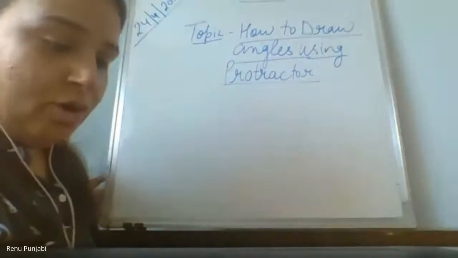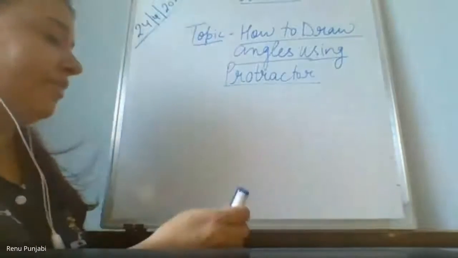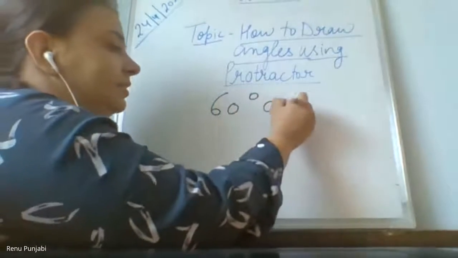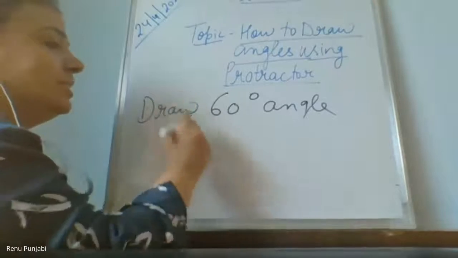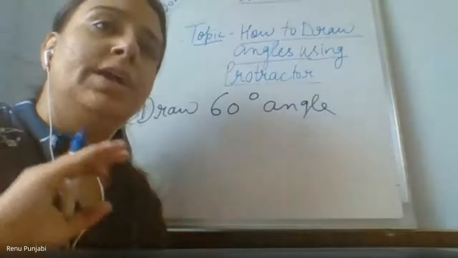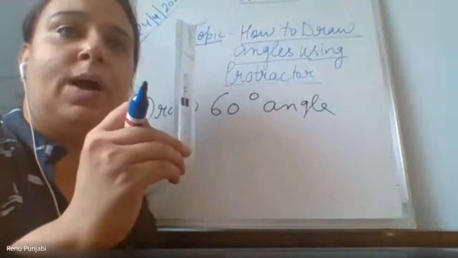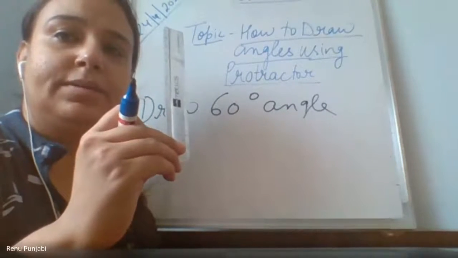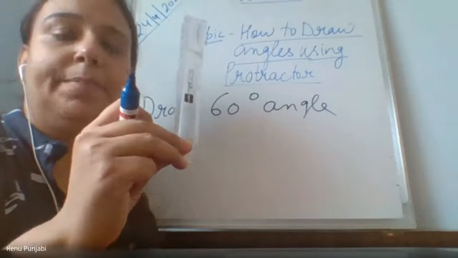Now we come to how to draw the angles. Everyone, when you draw an angle, suppose I say draw a 60 degree angle. My question is, draw a 60 degree angle. How will you draw it? First of all, take a scale in your hand, everyone. So follow the steps.